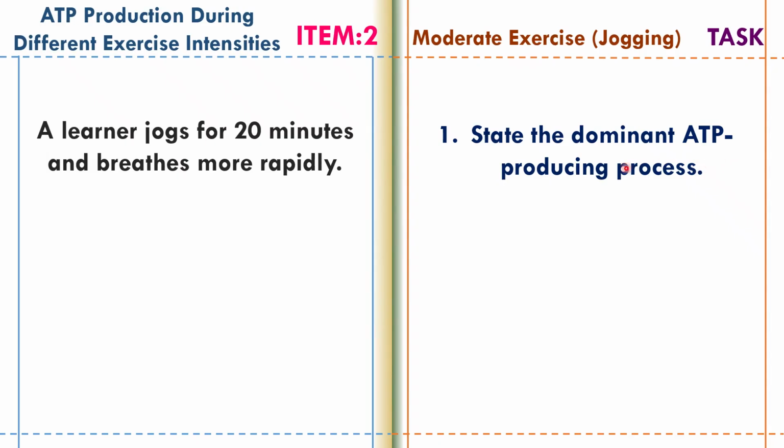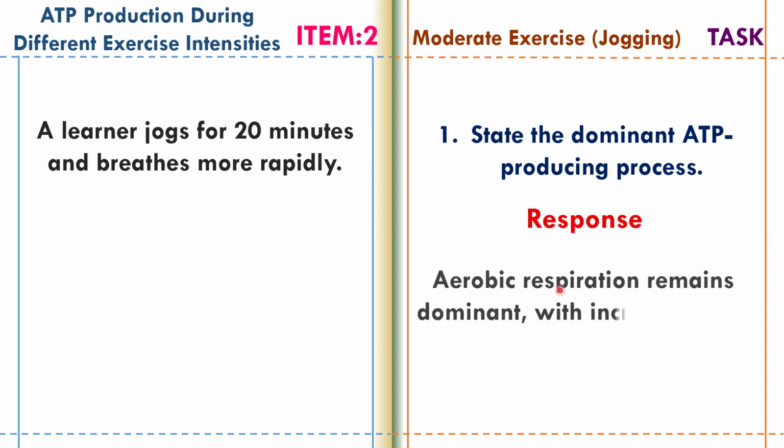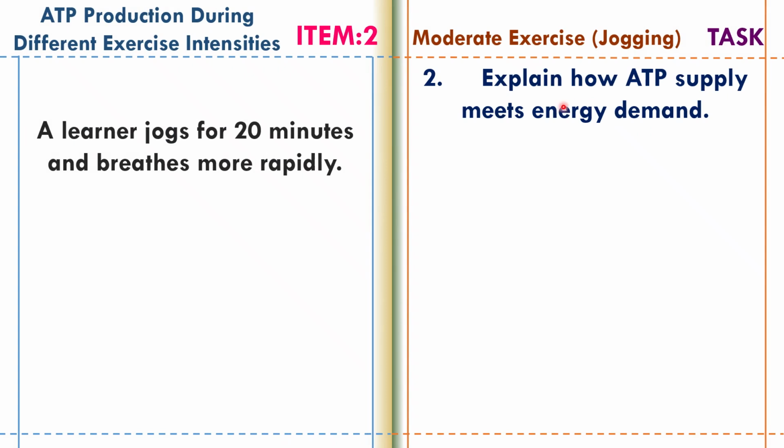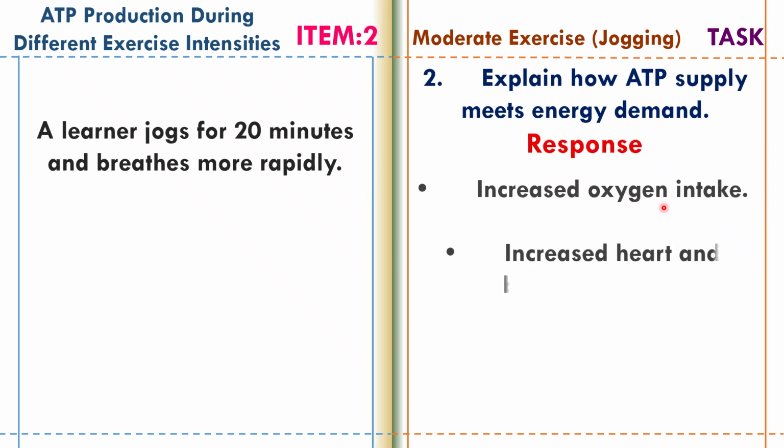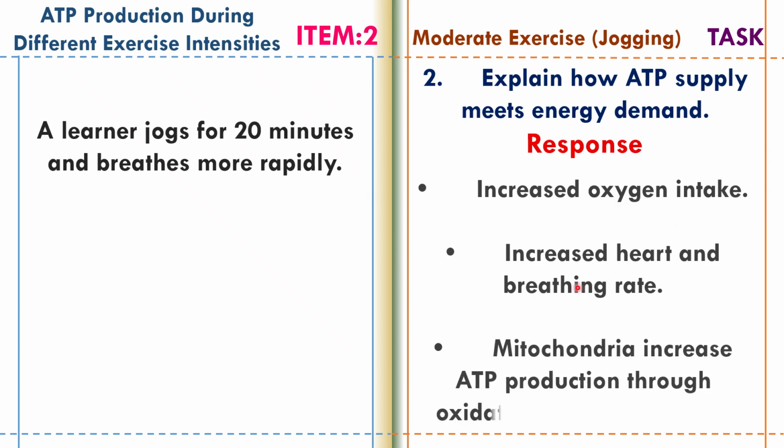State the dominant ATP producing process. Aerobic respiration remains dominant with the increased rate. Explain how ATP supply meets energy demand. Increase the oxygen intake. Increase the heart and breathing rate. Mitochondria increase ATP production through oxidative phosphorylation.